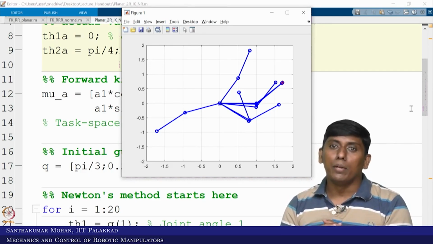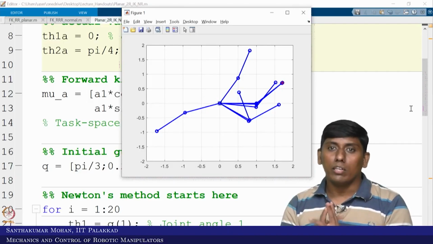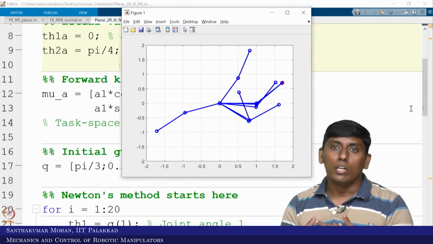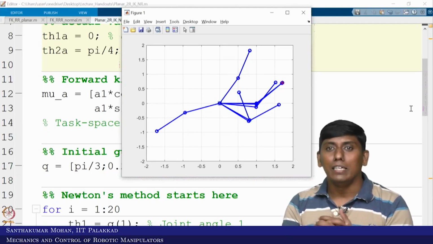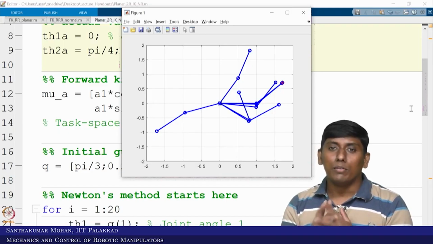I took the example of a 2R serial manipulator because visualization is easy, but the Newton-Raphson method is not restricted to only planar manipulators, or you can say a small number of degrees of freedom. The Newton-Raphson method can be used for any such serial manipulator. So in that sense, I hope you are a little bit clear.